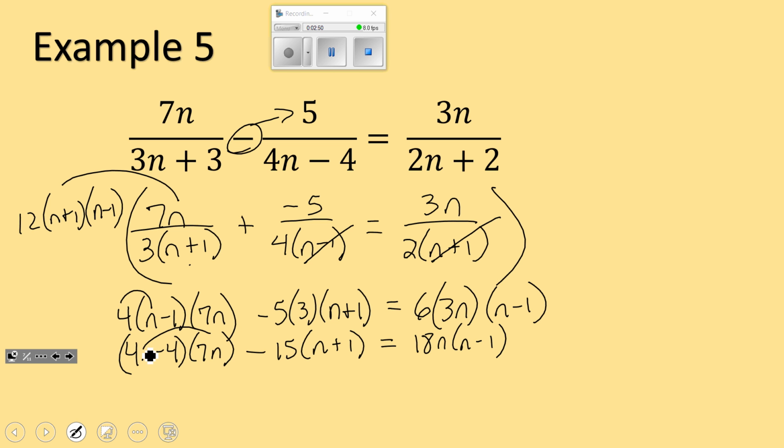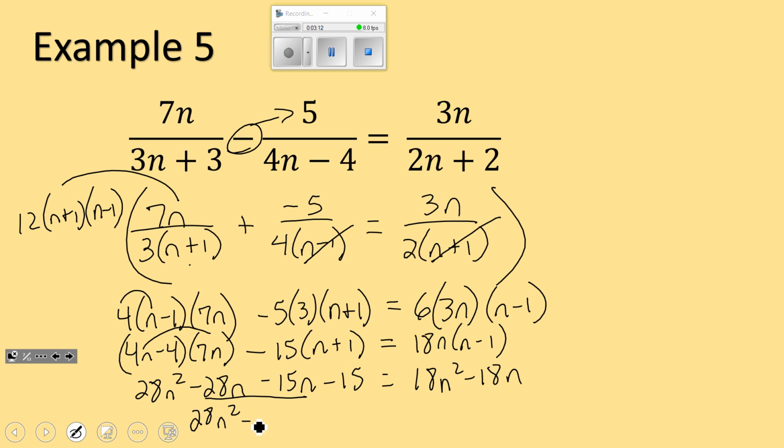Okay, when I distribute, that's going to make 28n squared minus 28n minus 15n minus 15 equals 18n squared minus 18n. Everybody good? All right, moving along. Combine like terms. 28n squared minus 43n minus 15.